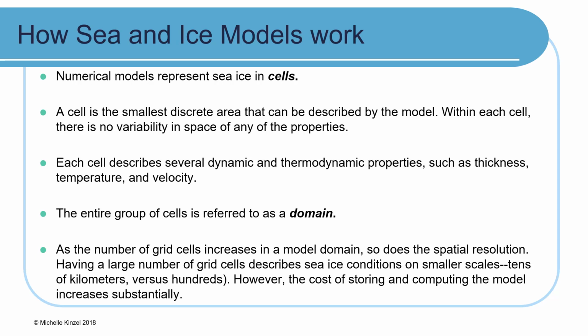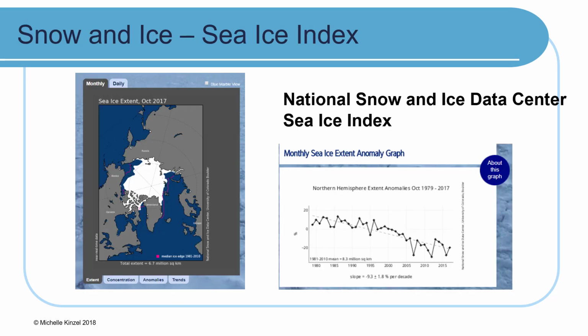The entire group of cells is referred to as a domain, and as the number of grid cells increases, so does the spatial resolution. Having a larger number of grid cells will describe sea ice conditions at smaller scales. So with a larger number of grid cells, you could get down to tens of kilometers versus hundreds of kilometers. The limitation is that the cost of storing and computing the model does increase substantially with your increase in the grid cells. So here's an example from the National Snow and Ice Data Center.